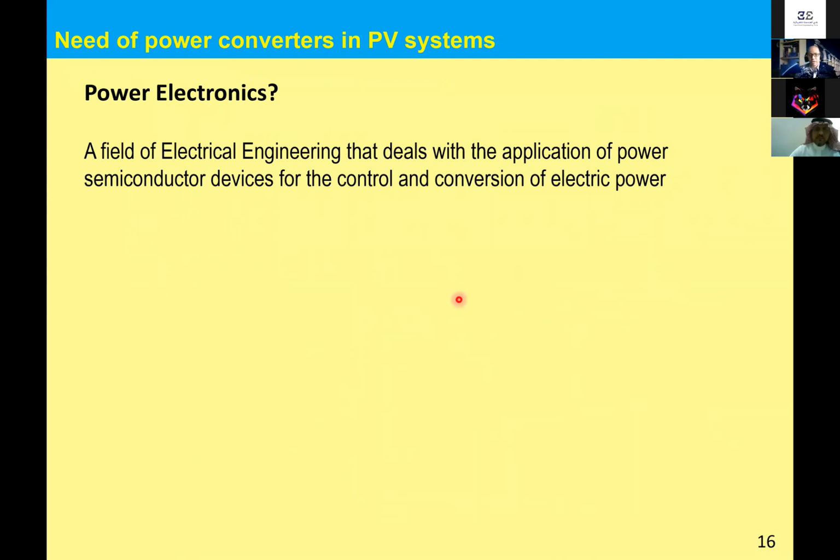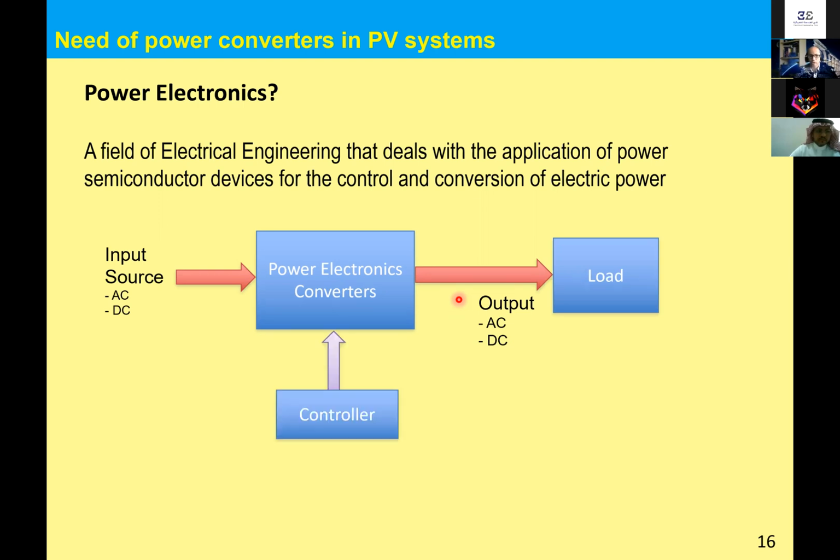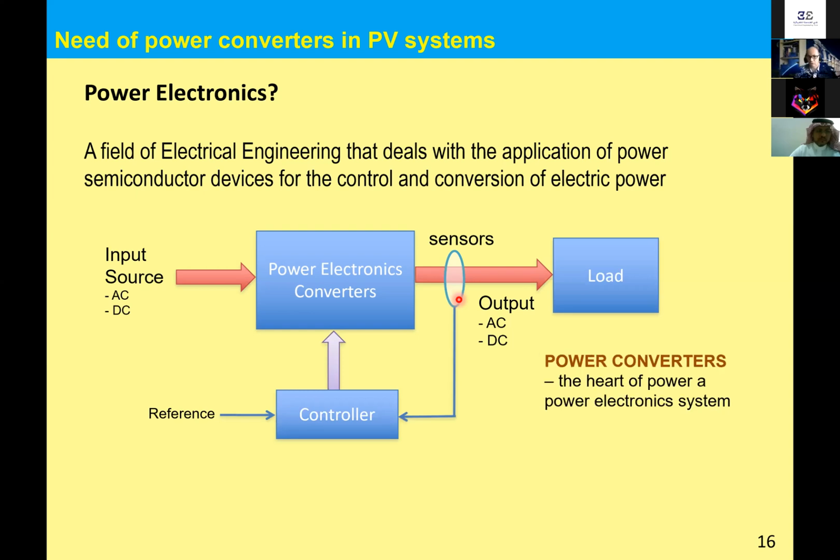What is power electronics? Power electronics is a field of electrical engineering that deals with the application of power semiconductor devices for the control and conversion of electrical power. So basically we have power converters with the specific source, and we have a load, and at the output of the converter, we have an output that we must control. So we have to put the controller with the specific reference, and the controller sends the desired output of the load of the power converter, and the controller acts in such a way that this output matches exactly the reference signal.